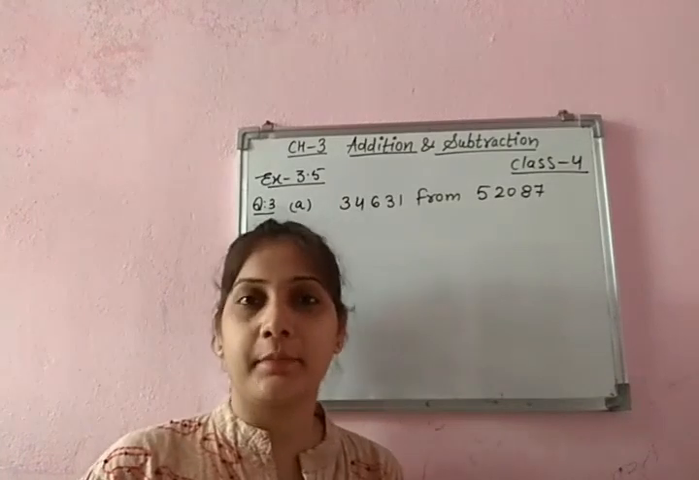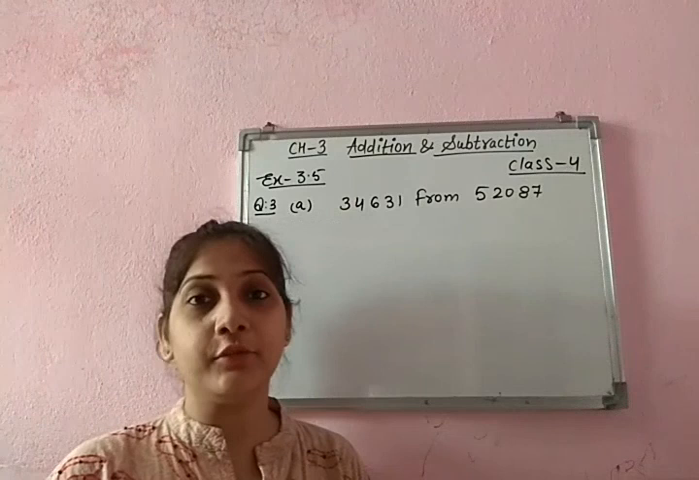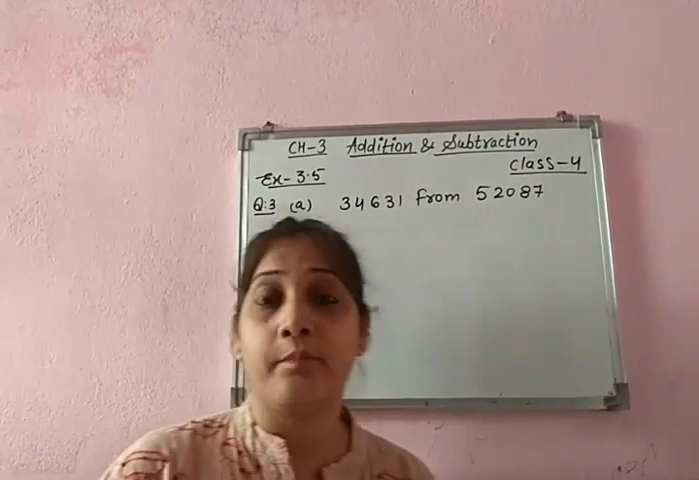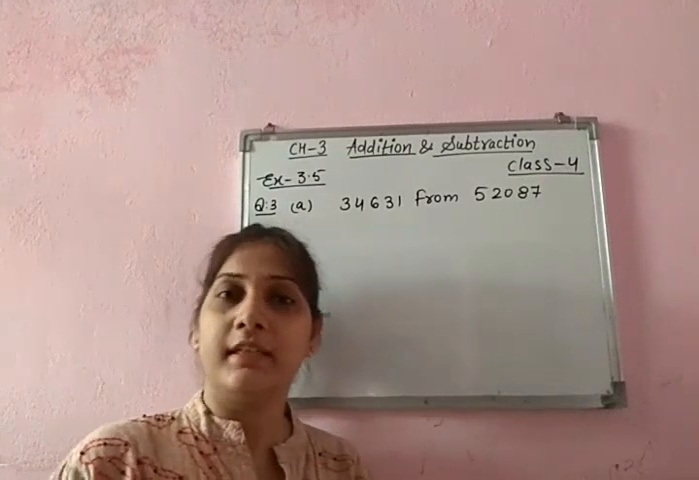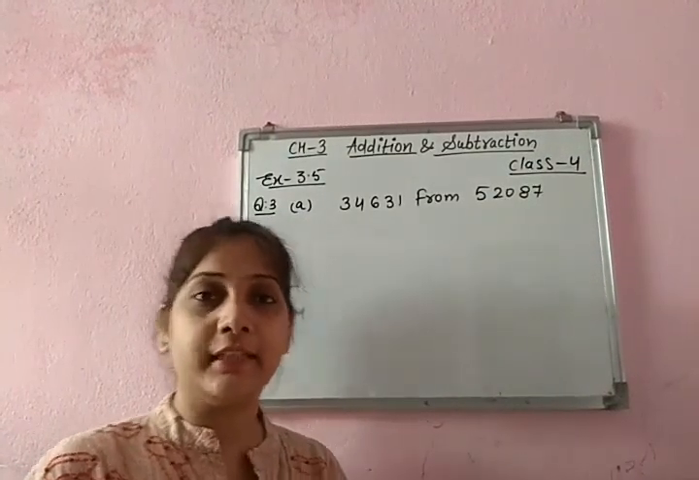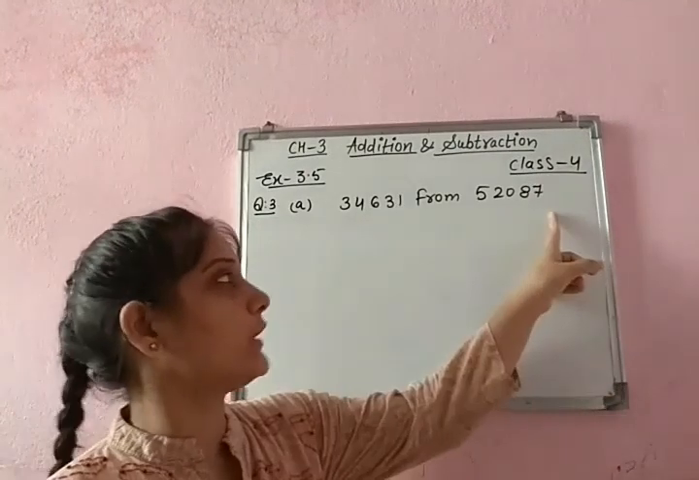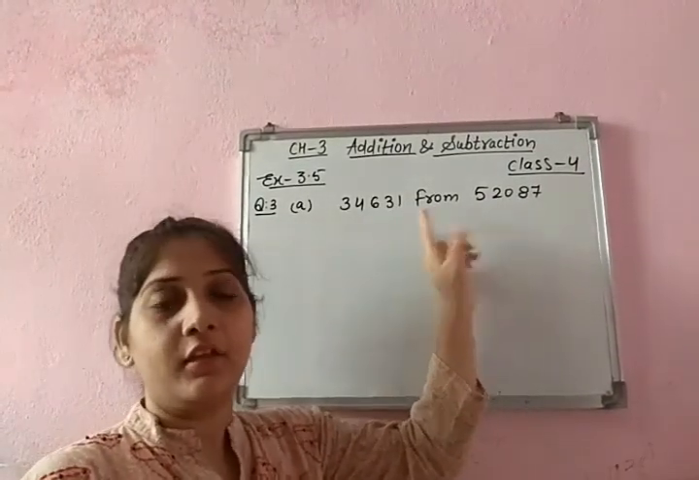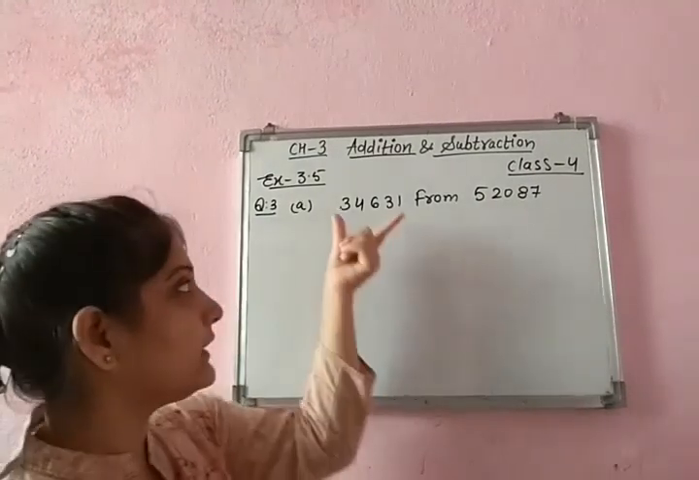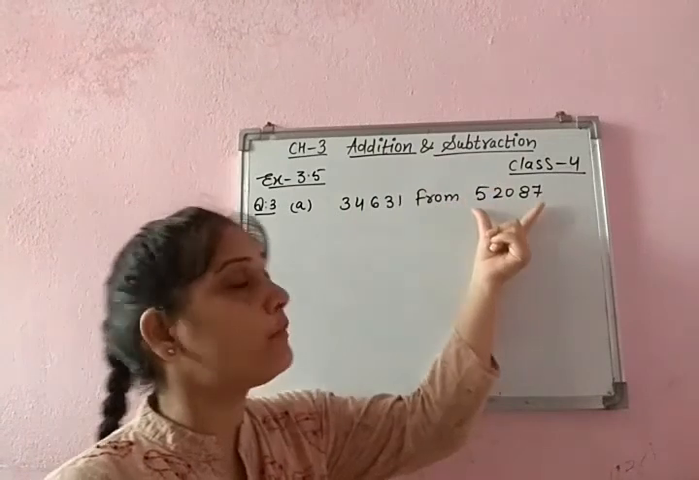Continuing the same topic, subtraction, today I am going to explain the concept of "from". We are learning exercise 3.5; till question number 2 we are already done. Let's see question number 3. Children, you can see this question is written in the form where "from" is written. It is explaining that this number you need to subtract from this.